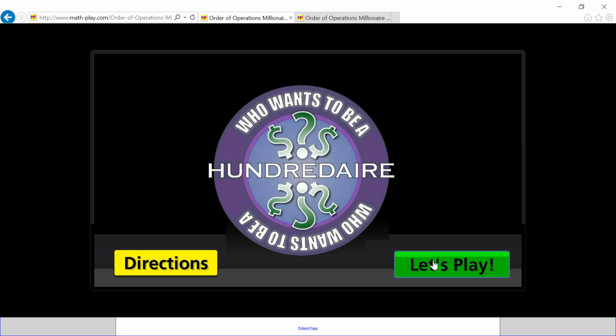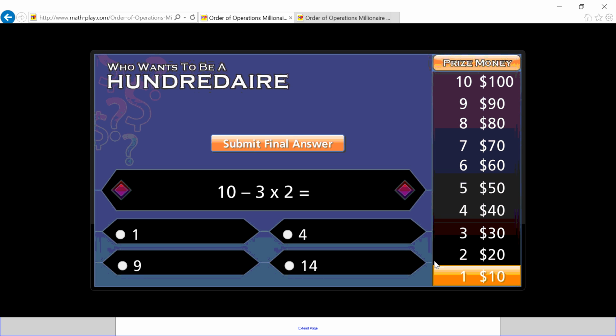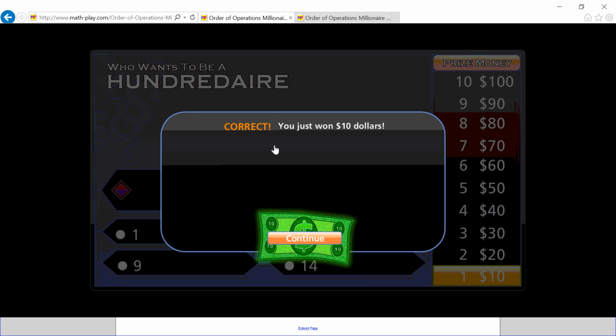Let's play this. In here, which operation is the operator? Subtraction. So the left term is 10. The right term is 3 times 2, which is 6. So 10 minus 6 is 4. I submit my final answer. Yay!